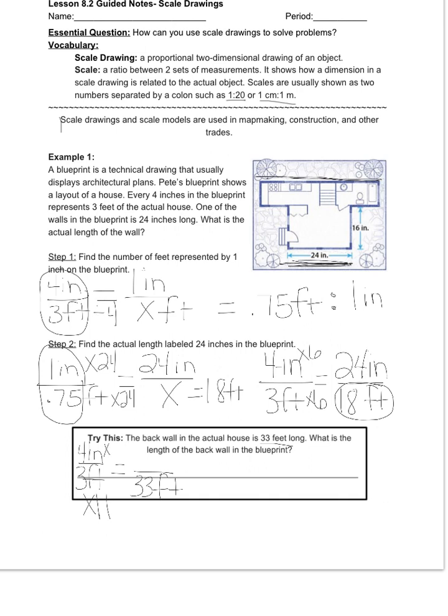So I must do the same thing to what's on the top. And 4 times 11 is 44. And what I found was not feet, but inches. So in the blueprint, this back wall is 44 inches, and it represents 33 feet in real life.